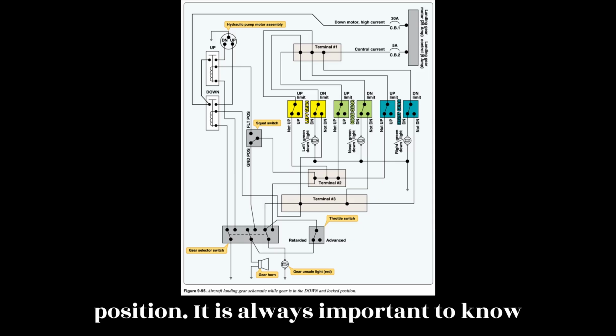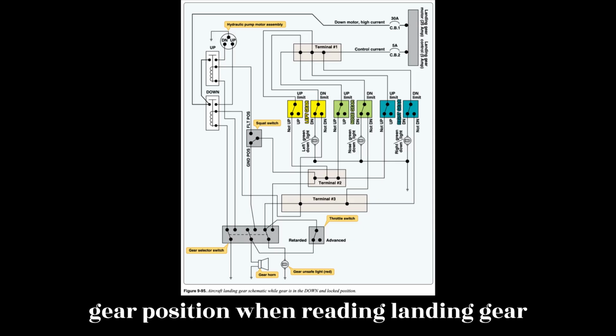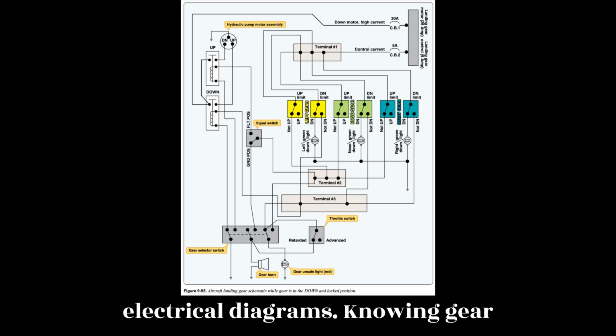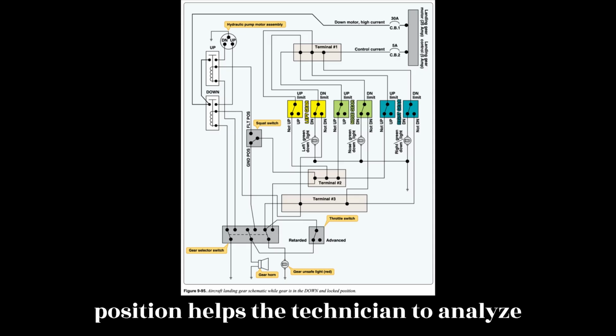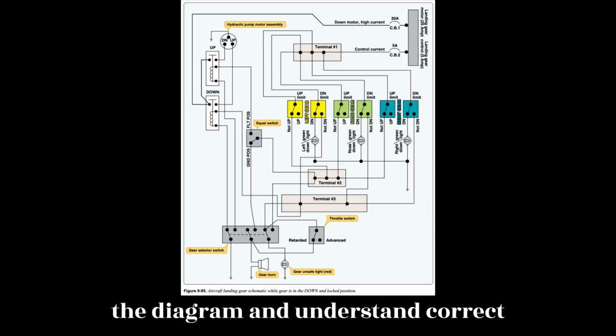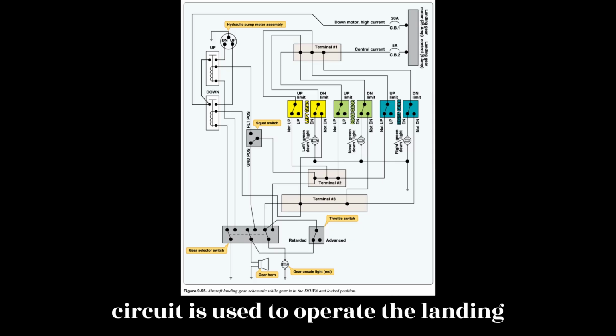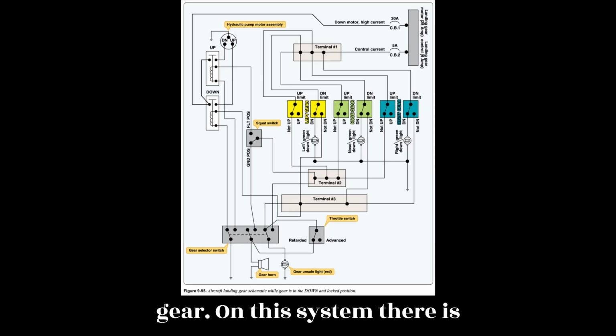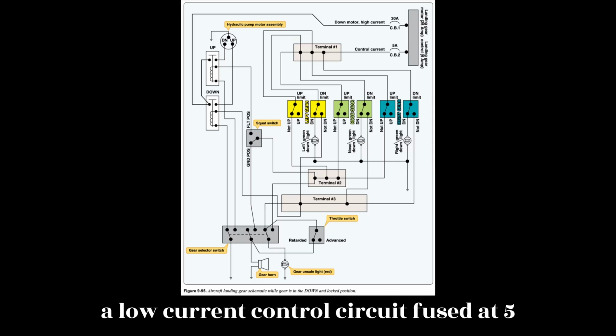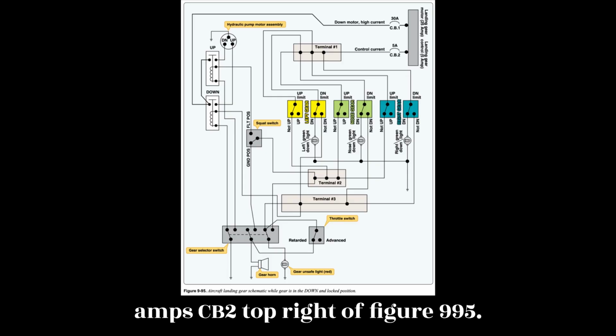It is always important to know gear position when reading landing gear electrical diagrams. Knowing gear position helps the technician to analyze the diagram and understand correct operation of the circuits. Another important concept is that more than one circuit is used to operate the landing gear. On this system, there is a low current control circuit fused at 5 amps, CB2, top right of Figure 9.95.